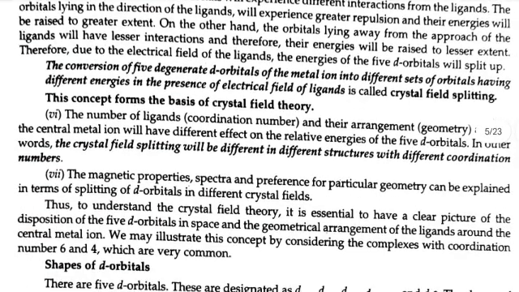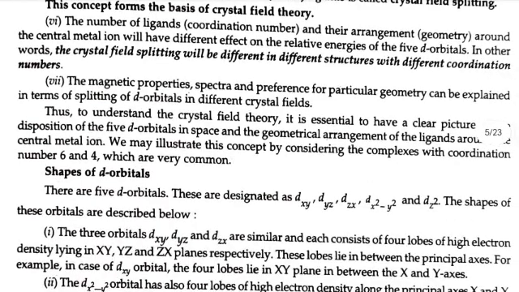7. The magnetic properties, spectra, and preference for particular geometry can be explained in terms of splitting of d orbitals in different crystal fields. Thus, to understand the crystal field theory, it is essential to have a clear picture of the disposition of the 5d orbitals in space and the geometrical arrangement of the ligands around the central metal ion. We may illustrate this concept by considering the complexes with coordination number 6 and 4, which are very common.